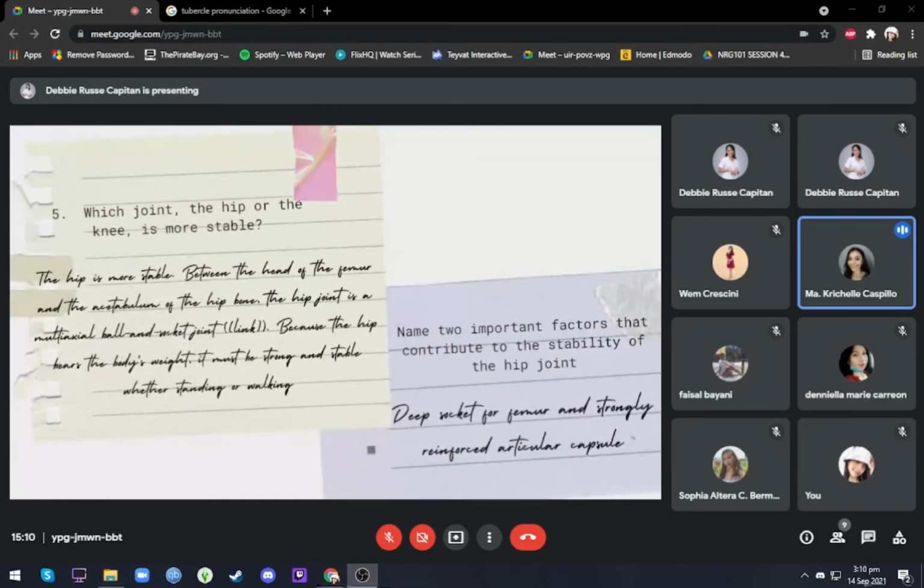Which joint, the hip or the knee, is more stable? The hip is more stable, between the head of the femur and the acetabulum of the hip bone. The hip joint is a multi-axial ball and socket joint because the hip bears the body weight. It must be strong and stable whether standing or walking. Name two important factors that contribute to the stability of the hip joint. Our answer is deep socket for femur and strongly reinforced articular capsule.